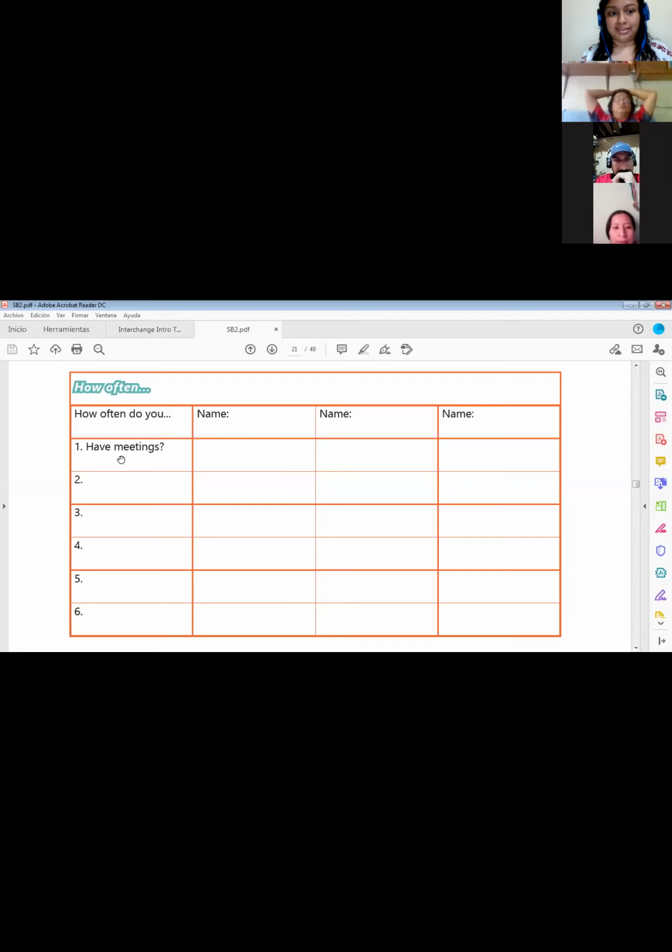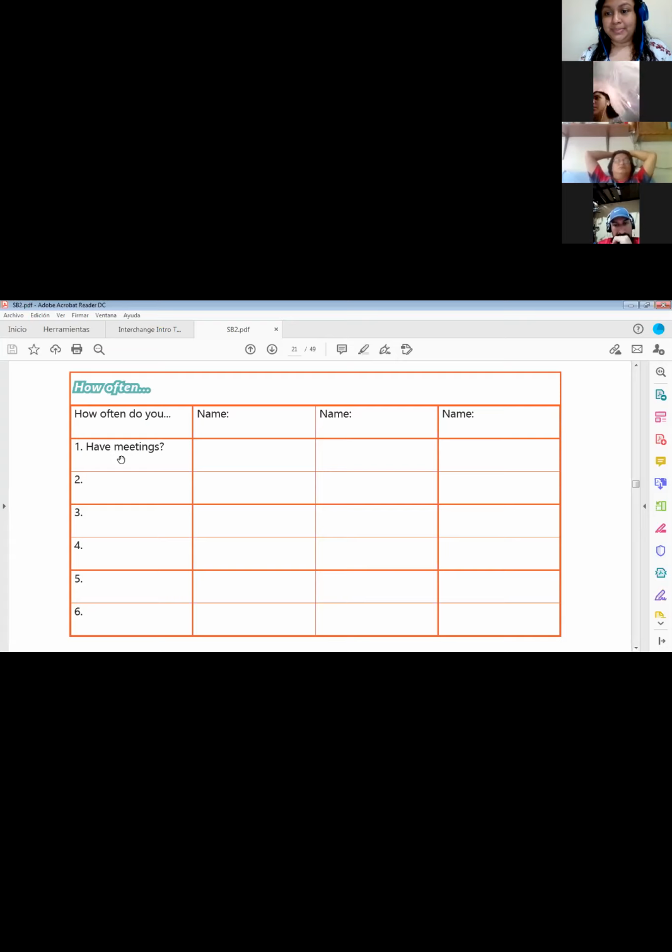Okay, what can be another example? We're going to use verbs related to work. Okay, actions or activities at work. What can be another question? How often do you? How often do you go to the beach? To the beach. Okay, very good. Let's try to use actions that you do at work. How often do you?